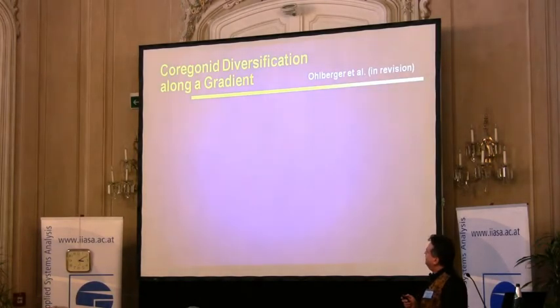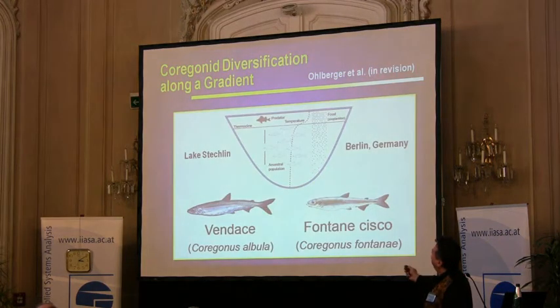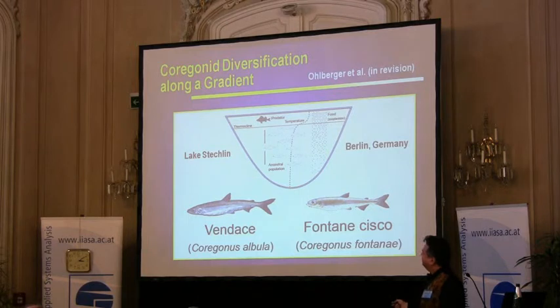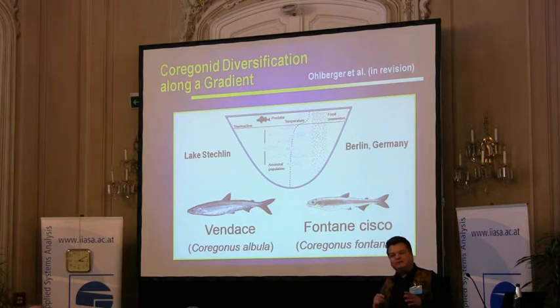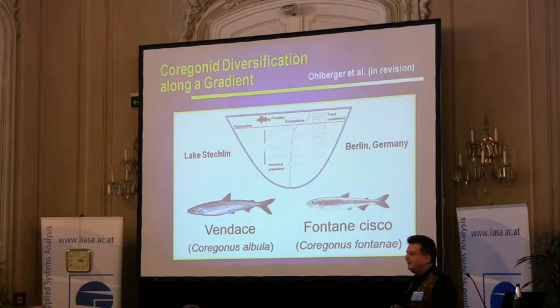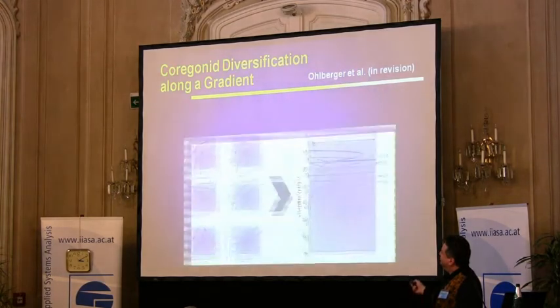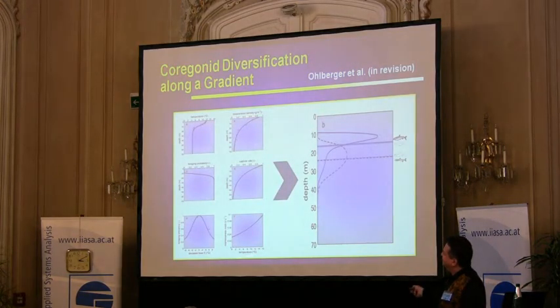And then, last application, coregonid diversification along a temperature-depth gradient. That's work done with Jan Ohlberger. In a lake close to Berlin, 2 fish species, coregonids, have been found, Vendace and Fontana Cisco, and we integrated what was known about the ecology and physiology, temperature-dependent rates and all that, into a model. And here on the next slide you see all the functions that we have estimated from data.